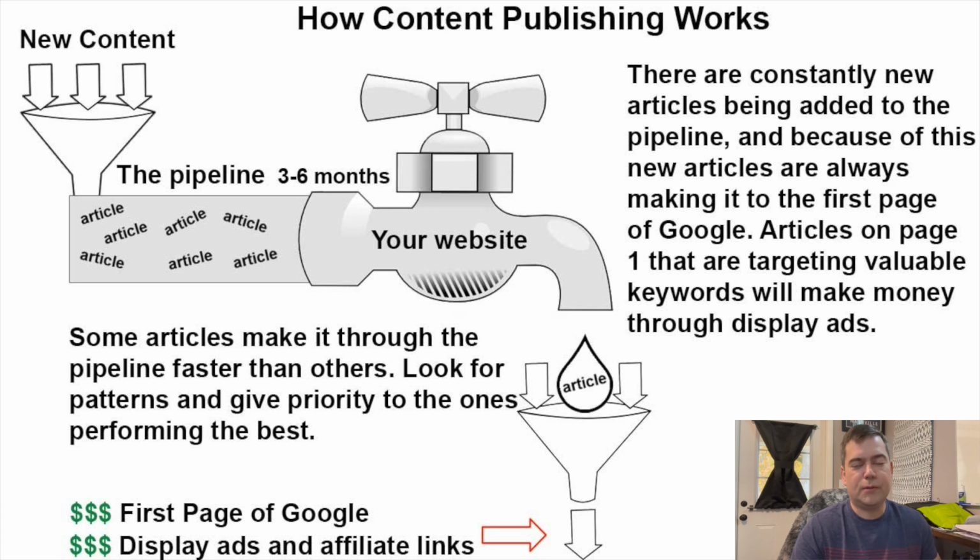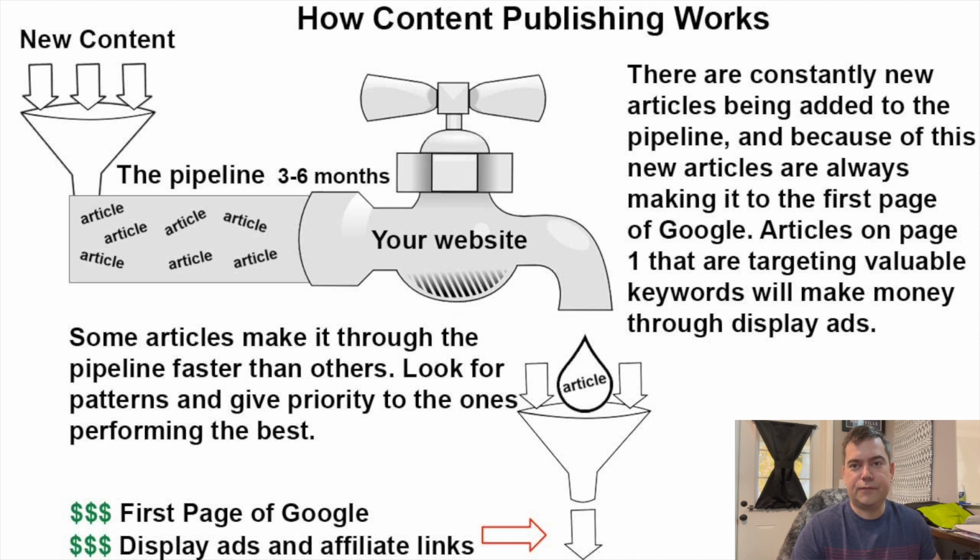Now, some of you may know the pipeline as the Google sandbox. And what that means is once they make it into the pipeline, they're going to float around in here for a while. Google's going to test them, and we don't actually know how long they're going to be in the sandbox, aka the pipeline, but it's around 3 to 6 months. Now, once Google has determined that the article is worthy of getting a little more attention and making it to the first page, it will slowly drip out here into this bottom funnel, which leads to the first page of Google.